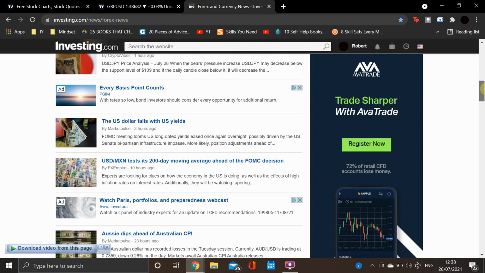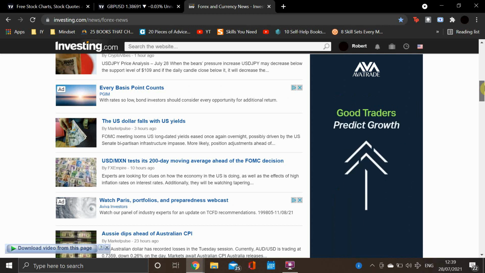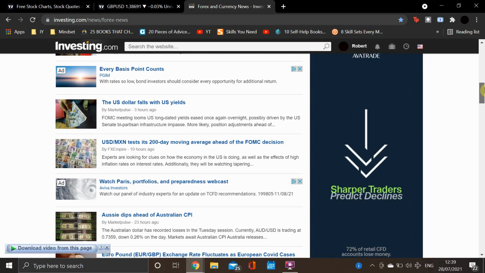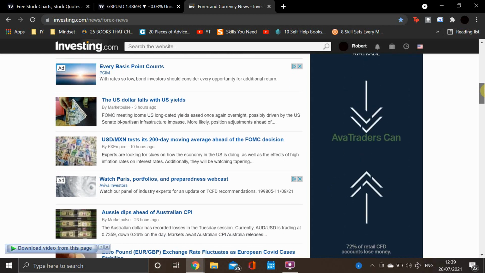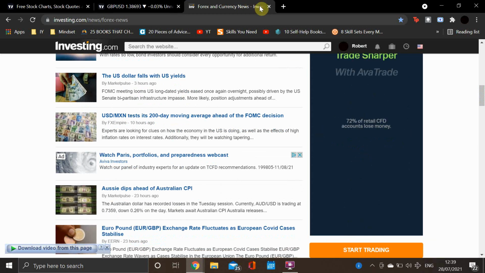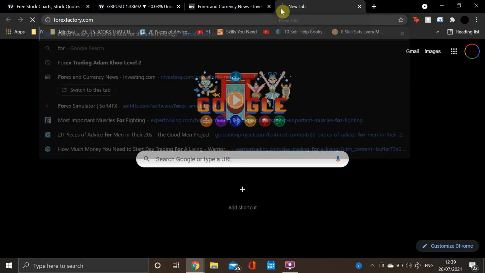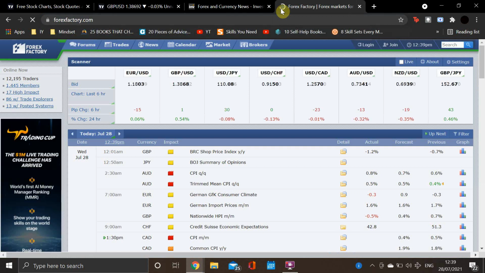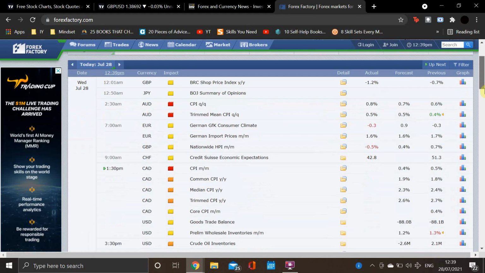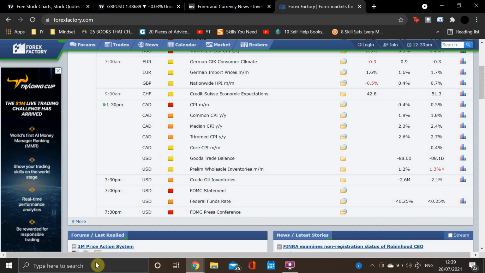US dollar falls with the US yields. US MXN tests its 200-day moving average ahead of FOMC decision. Oh, okay, so go on Forex Factory. So we have an FOMC decision by the USA, but it's at 7 p.m., so there's nothing I need to worry about. I don't trade at 7 p.m.